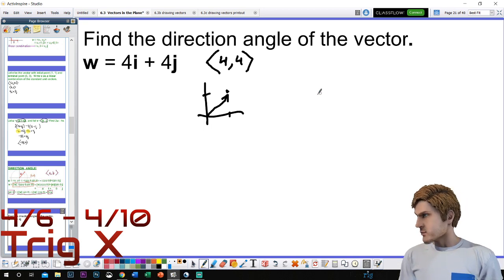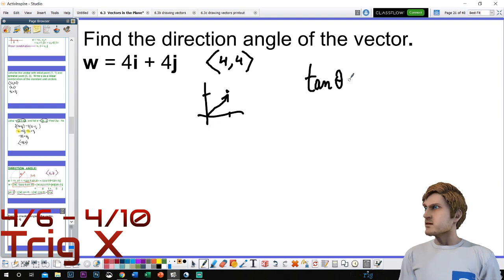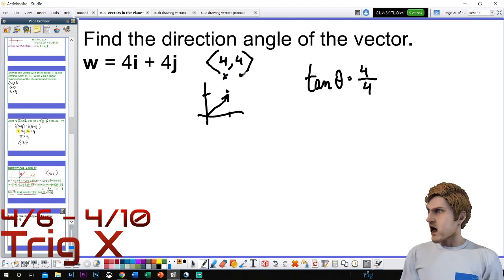Now, in order to find the direction angle, we remember that slope is the same thing as tangent, and slope is the y values over the x values. So I took my y's, in this case that 4, put it on top. Took my x's, in this case 4, and put it on bottom. If you can reduce, of course you want to. That gives us 1.